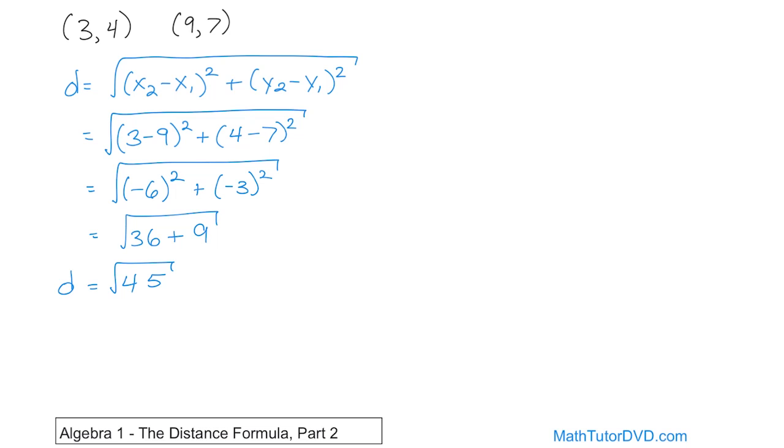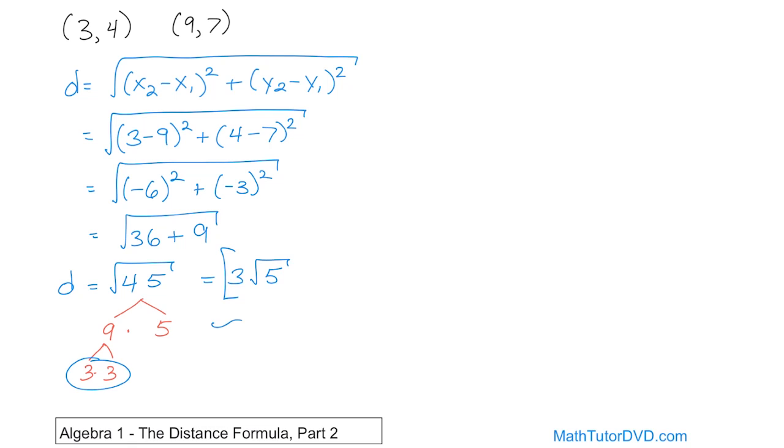Now you can stop there, I guess. You can just say, hey, you're done. But you should always at least try to break this down into simplest form. So 45 is 9 times 5, and 9 is 3 times 3. We have everything down at the bottom prime. We have a pair of 3's, so that means that I can pull out a single 3 and the square root of 5 stays under it. We've done lots and lots of problems like this before. So the distance here is 3 times the square root of 5, which is the exact answer.